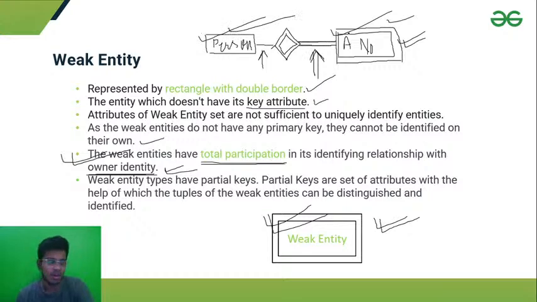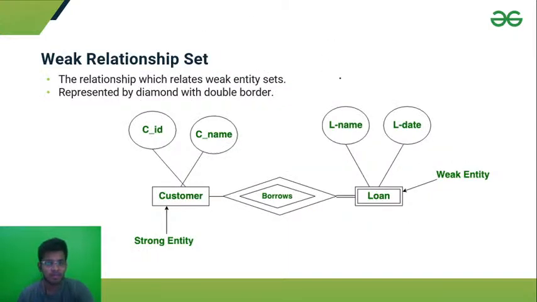As I said, there can be no Aadhaar card number without a person. So every Aadhaar card number will be related to a particular person only. And the relationship between them is represented by a double diamond, a diamond with a double border. And the primary key of the weak entity totally depends upon the primary key of this strong entity, person, right? So let's move on. As I have shown you, what a weak entity and a strong entity are, this diagram shows the relationship.